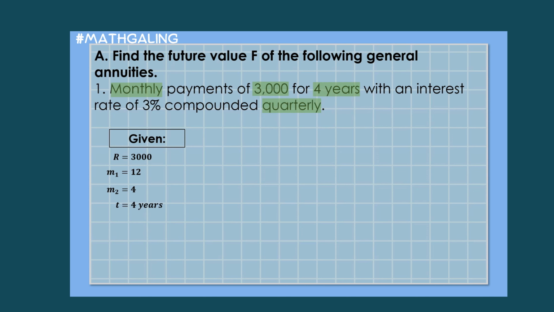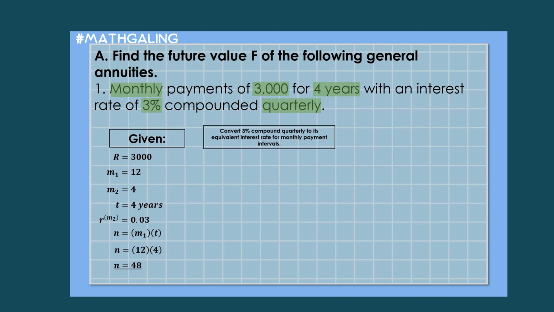The nominal rate is very easy to find. The nominal rate is 3%, and converting it into decimal, that is equal to 0.03. And the value of n, using the formula given, is M sub 1 times time, so it is now 12 times 4, which is equal to 48. Convert 3% compounded quarterly to its equivalent interest rate for monthly payment intervals.